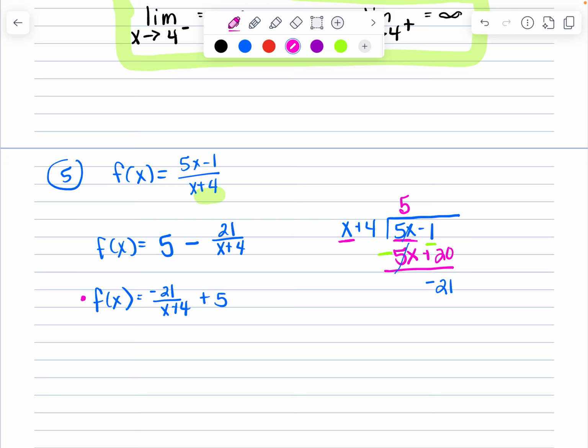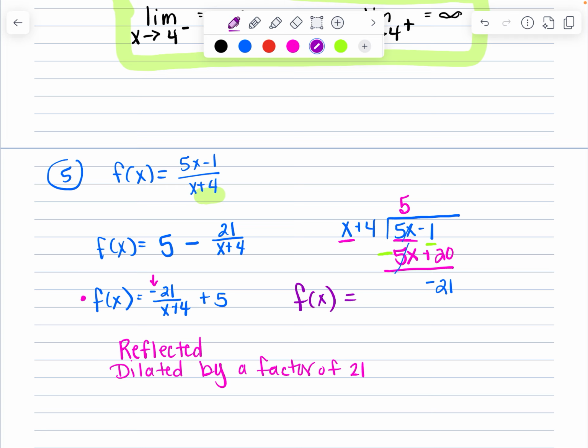Whenever we talked about transformations, it looked more like that second one, like this one right here. Okay, so now that I've divided, I can look at it and say, this graph has been reflected, right? That negative being multiplied on the top means that it has been reflected. It's being dilated by a factor of 21. And that's because the parent function, the default function so to speak, is just 1 over x. So normally it's just a 1 on the top. If I multiply that 1 times 21, obviously it's going to be dilated in some manner.